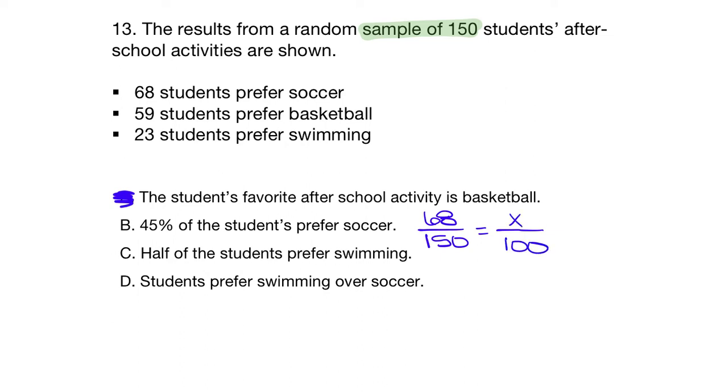But that's perfect, because if this comes out to be 45 or very, very close to 45, this could probably be an answer. And that's what we're wanting to do. So you would cross multiply, and this does get you to be about 45%.